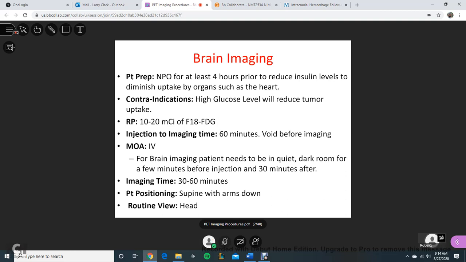For brain imaging, the patient needs to be quiet in a dark room for a few minutes before injection and 30 minutes after injection. Your imaging time would be 30 to 60 minutes, where the patient is going to be supine with their arms down, and the view would be just a routine head.